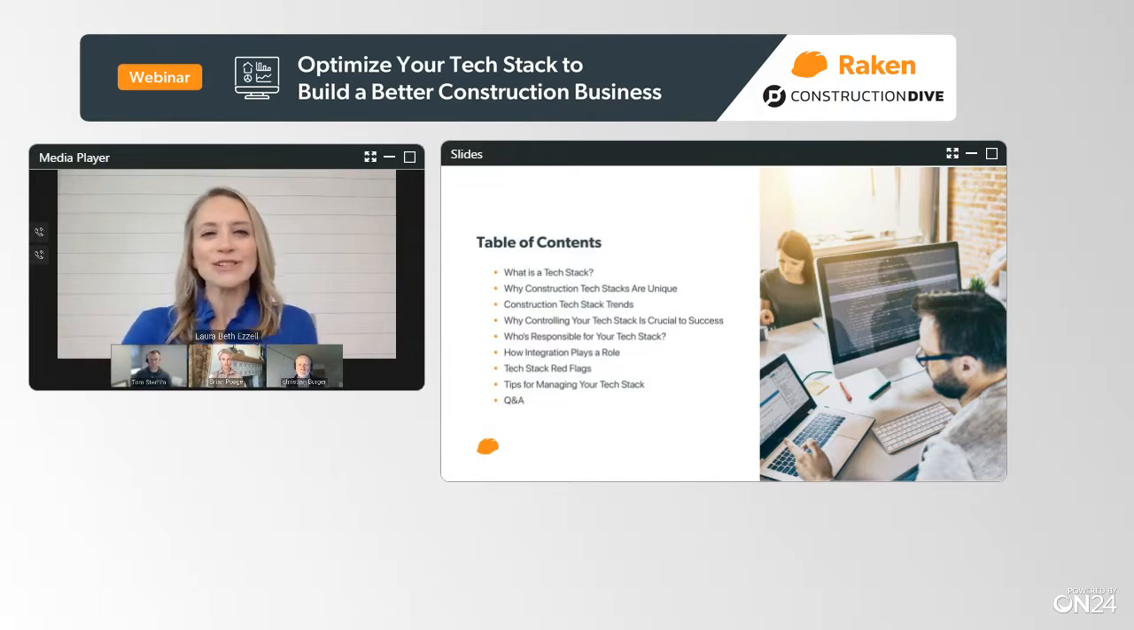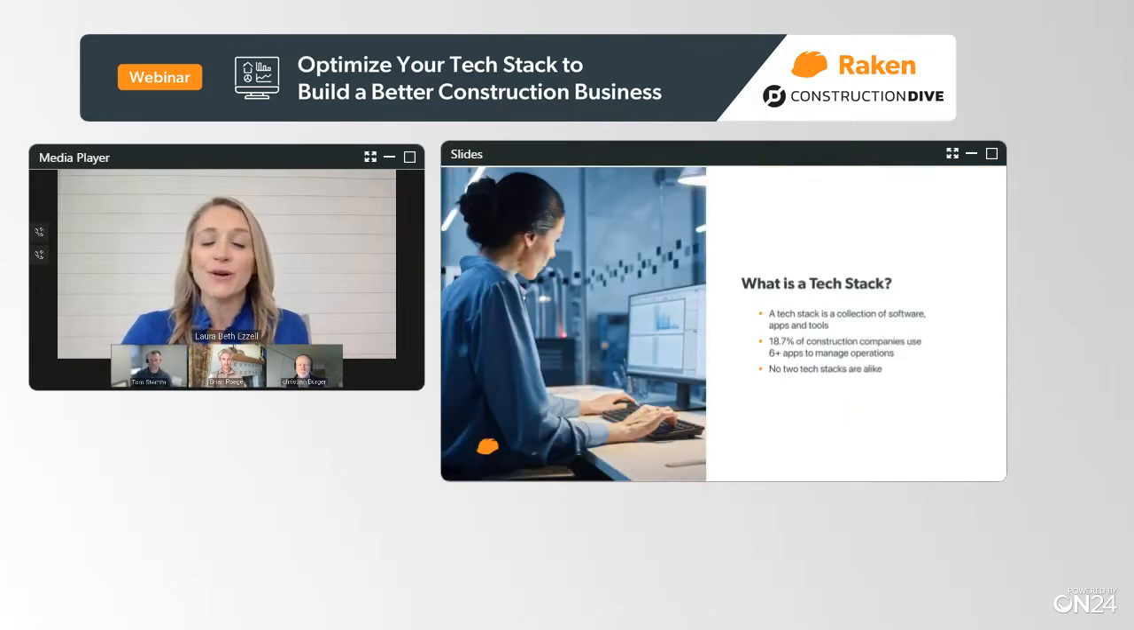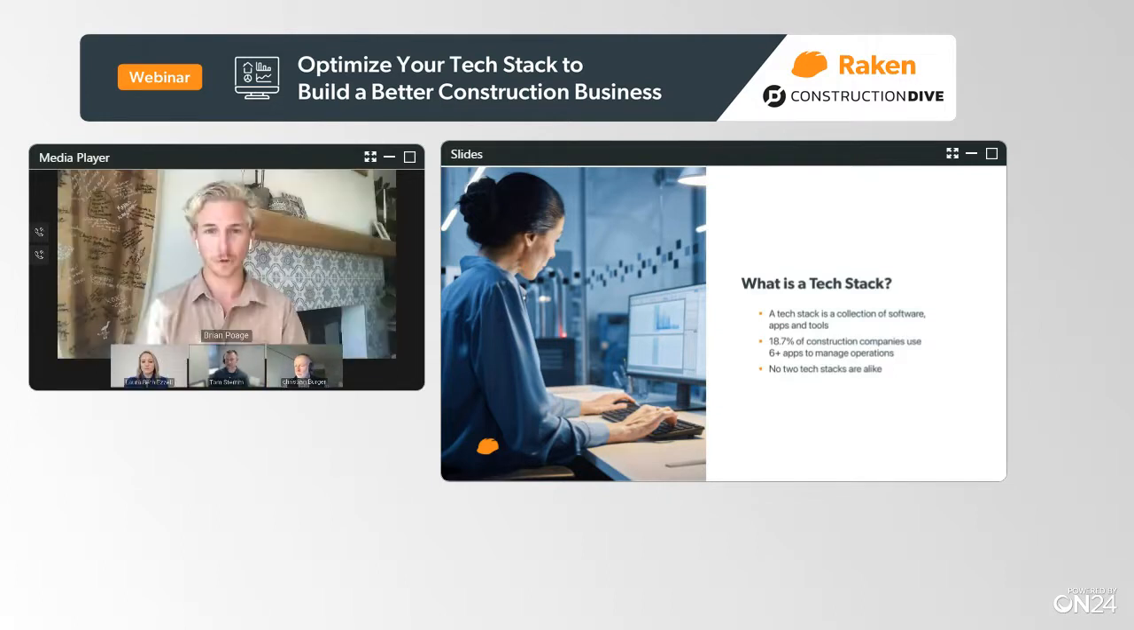So, let's get started. To set the stage today, let's define the term tech stack so that everyone's on the same page. So, Brian, do you want to walk us through what the term means? Absolutely. To explain simply, a tech stack really refers to a collection of software, apps, and any digital tools that you use to run your construction business. No single piece of software will ever be able to accomplish everything that a business requires, especially given the dynamic nature of construction. That's why in most cases, a construction company needs to rely on more than one app or platform or software to achieve its goals and maximize efficiency across all of their operations.